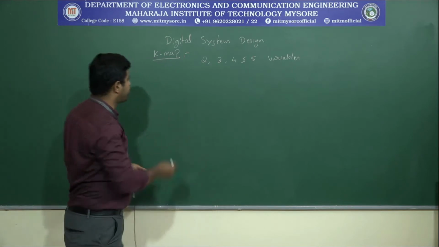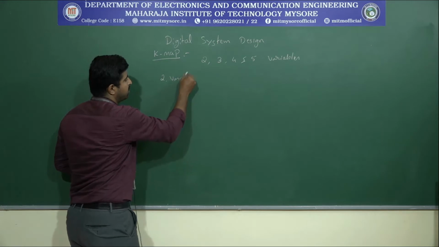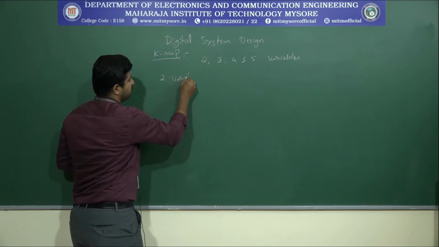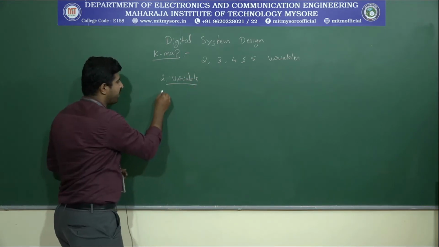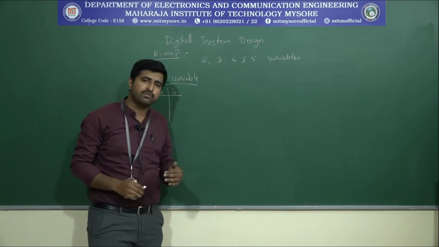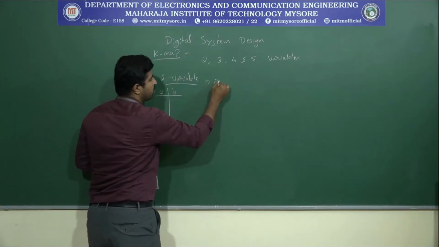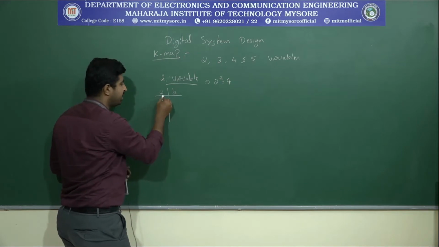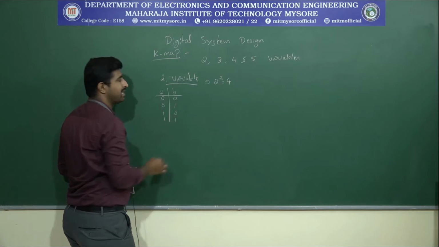If you take a 2 variable truth table that has A and B, how many combinations will there be? 2 to the power of 2 equals 4, so 4 combinations: 0 0, 0 1, 1 0, 1 1.